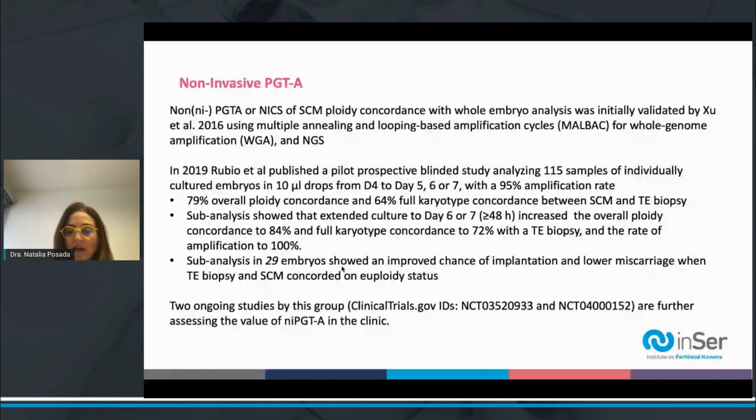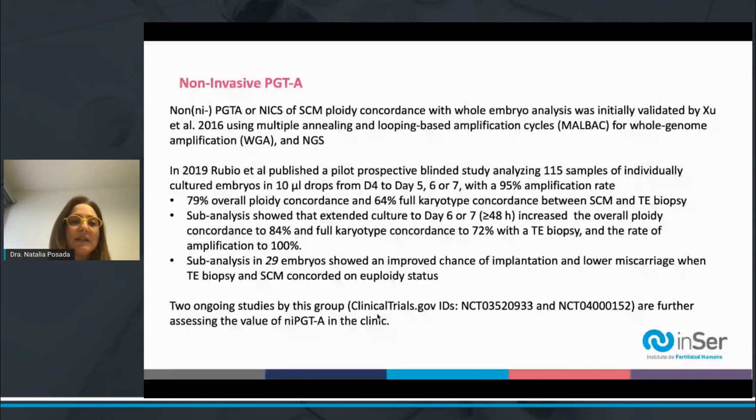Ongoing studies are still going, and so we are waiting for these results to see if non-invasive PGTA will just be complementary to the regular classic PGTA or whether it would be by itself of clinical use.